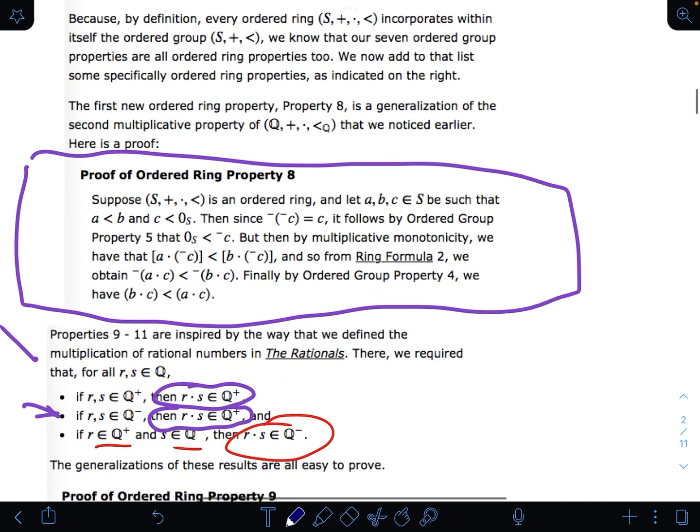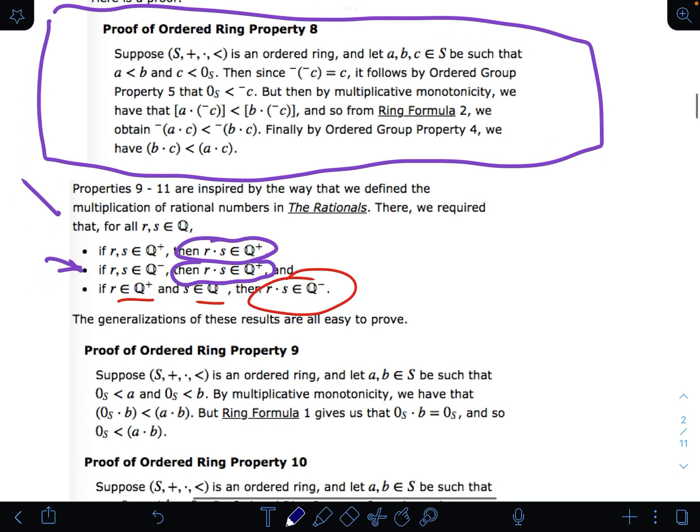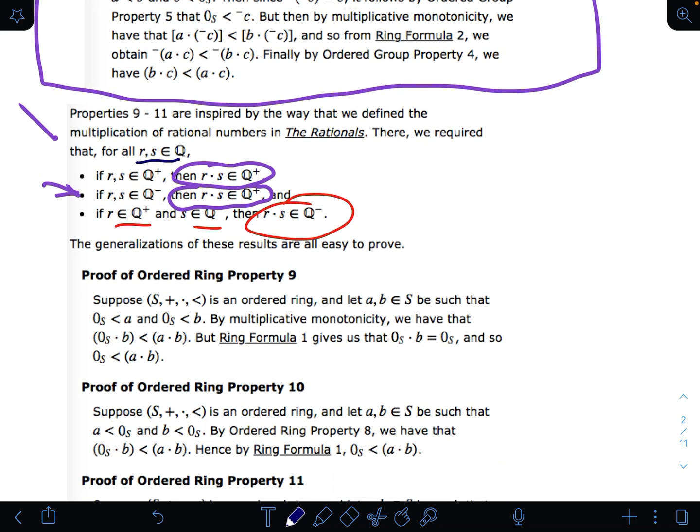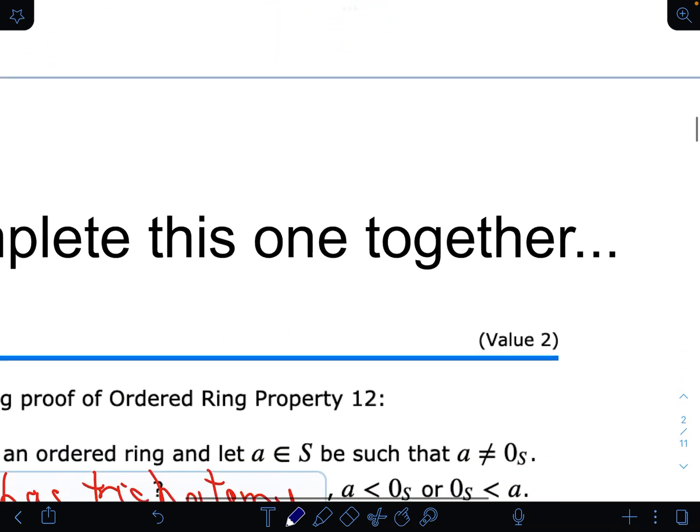Anyway, that's just review of properties of positive and negative numbers that you're already familiar with. When I'm talking about rational numbers, if I've got a pair of positives, they multiply to be positive. A pair of negatives multiply to be positive, and so forth. And they talk a bit about the proofs here.